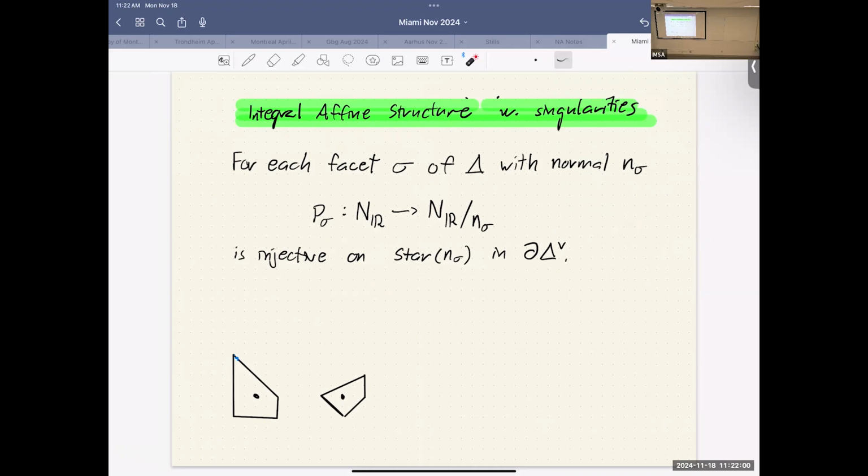Another thing which is nice is that the boundary of this polytope comes with a natural integral affine structure. For each facet of my moment polytope with normal n sigma, on the left hand side I have my moment polytope, then I fix one face, I get a normal n sigma. The left hand side lies in M_R, the right hand side in N_R. Then I can take the quotient of N_R by n sigma. That means I'm identifying the vertical strips like this.